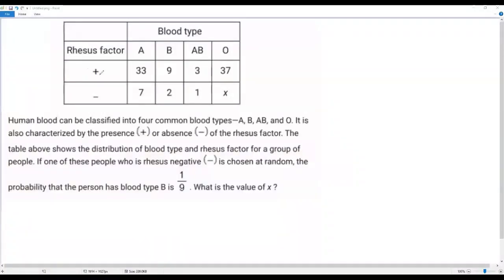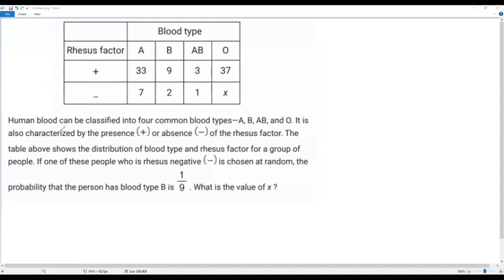Here we have a SAT math question. There is a table over here. Human blood can be classified into 4 common blood types: A, B, AB and O. It is also characterized by the presence (positive) or absence (negative) of the rhesus factor. The table above shows the distribution of blood type and rhesus factor for a group of people.